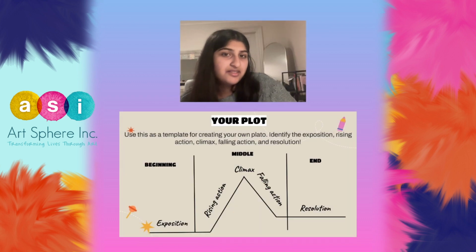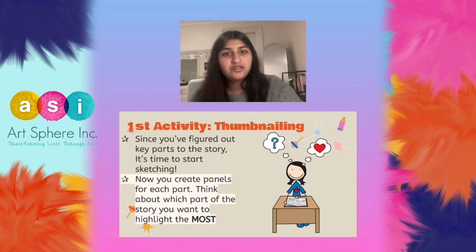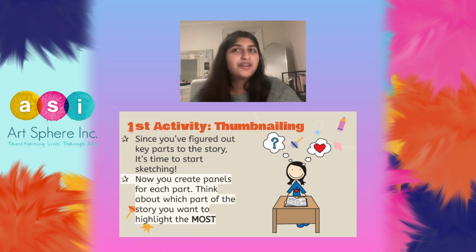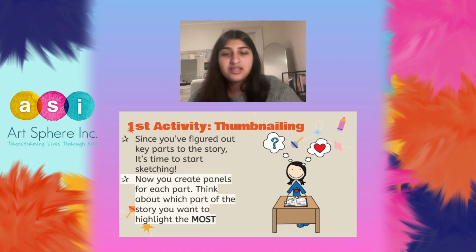Alright, now let's start thumbnailing. Since you figured out your plot, let's create panels for each part. Think about, what do I want to convey in the exposition? Because I need the characters, I need the settings, I need everything. How many panels do I want for that? What do I want to be in those panels? Same for the rising action, climax, falling action, and resolution that you've already identified.